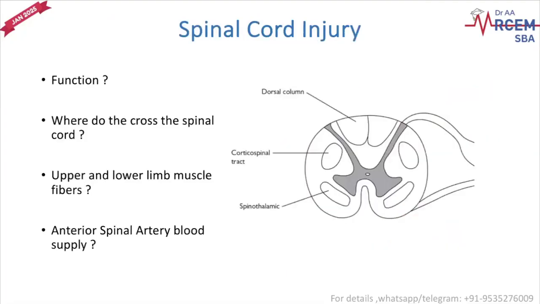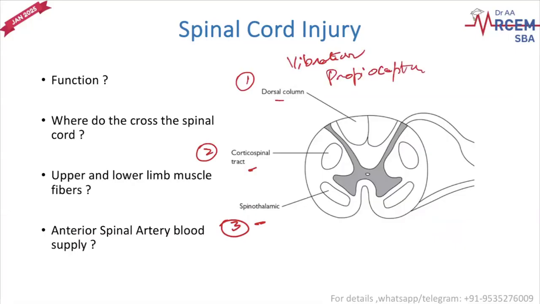Spinal cord injuries. Before we enter into spinal cord injuries and deal with the syndromes, there are a few things you need to be really aware of. There are three important spinal tracts: the dorsal column, the corticospinal tract, and the spinothalamic tract. What are their functions? The dorsal column involves vibration and proprioception. These are the two things you need to be aware of. The corticospinal tract is for motor functions, flexion and extension of various muscles.